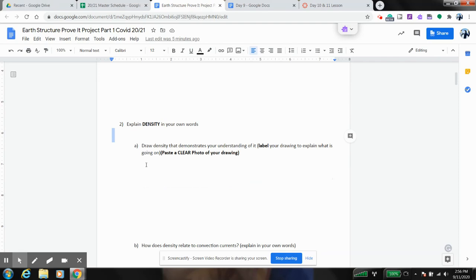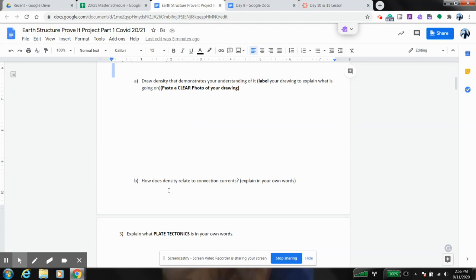Then here, you're going to draw a picture of something that explains density, okay? Again, you need to label what's going on and paste a clear picture. Color is important, so use color in your drawings. So again, explanation, drawing. Then this question is the big one. How does density relate to convection currents?